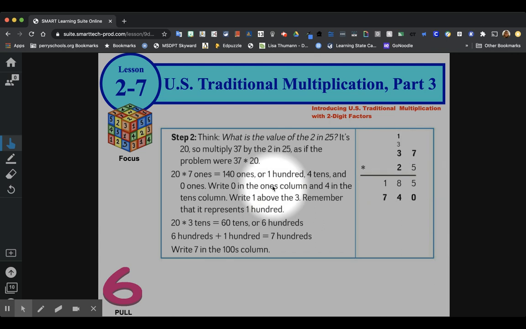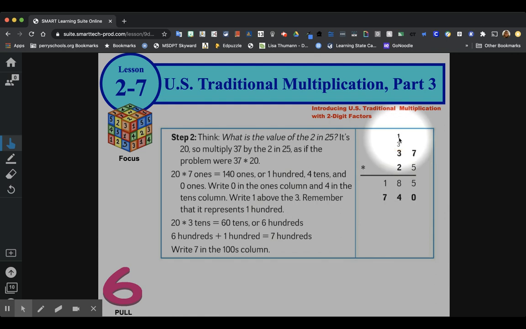We're finished. So you're going to take 20 times 7 ones, which is 140 ones, or 1 hundred 4 tens and 0 ones. So you're going to write a 0 in that ones column. And then you're going to write a 1 up here above the tens. Remember, that 1 represents 100. Okay, so then we've got our 4 right here.